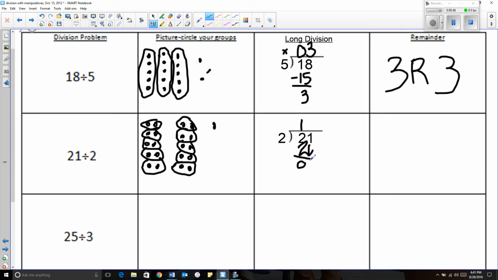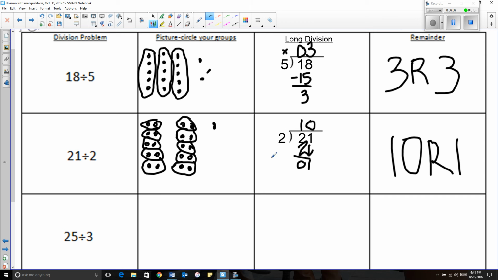And I'm going to go ahead and drop down the 1. And so I get 1 here. And 2 will not go into 1. It goes in 0 times. Hence the reason I have 10. And as you can see, there is 1 left over. So that's a remainder 1. So I'm going to go ahead and report my answer as 10, remainder 1.